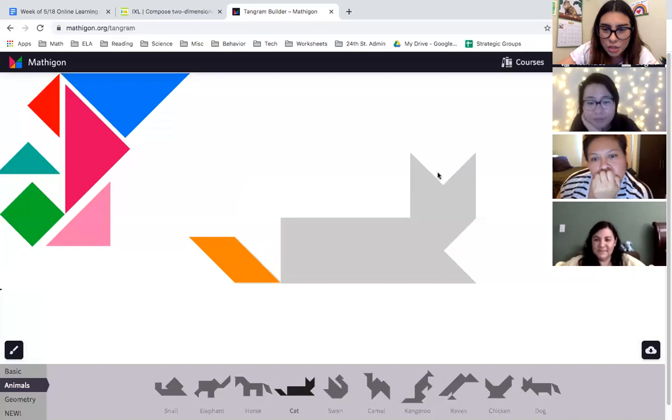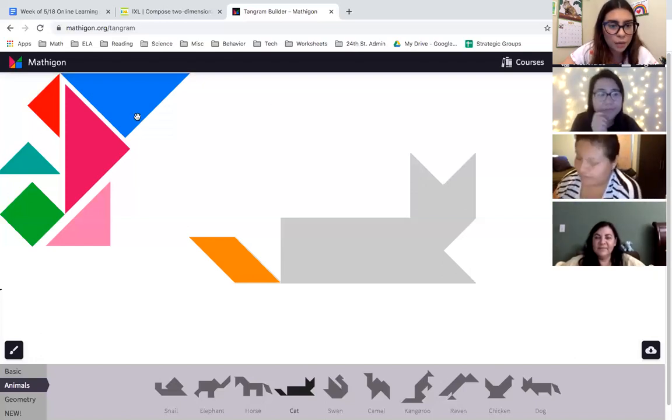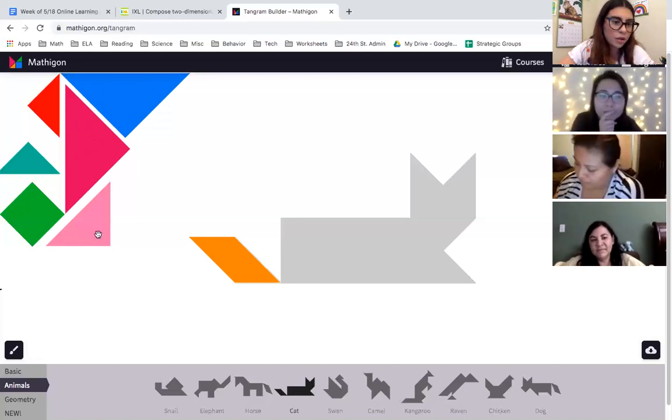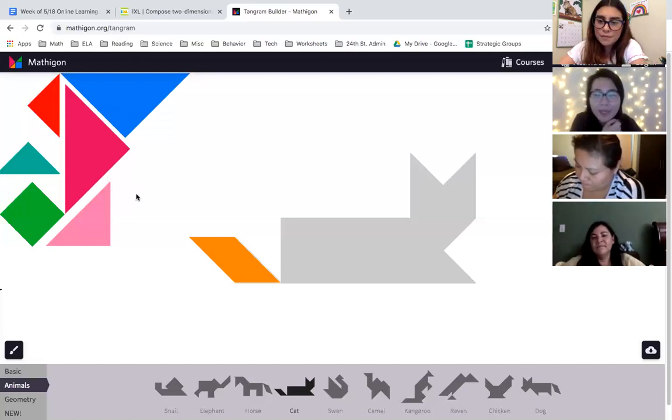There's like 1, 2, and if there's another side right here, it'd be 3 sides, and we know that a shape with 3 sides is a triangle. So which one should we start playing around with, Miss T? This blue triangle, this fuchsia triangle, the pink, the red, or the teal triangle? I'm thinking maybe the pink one.